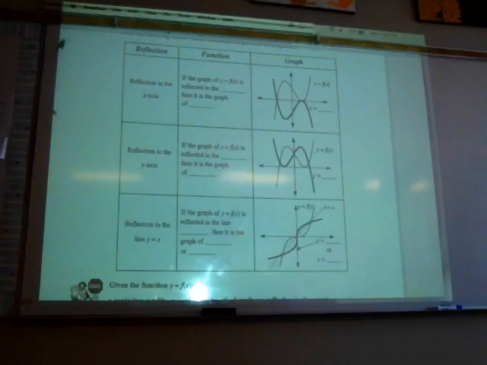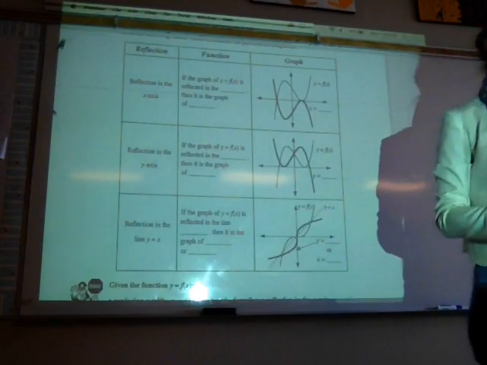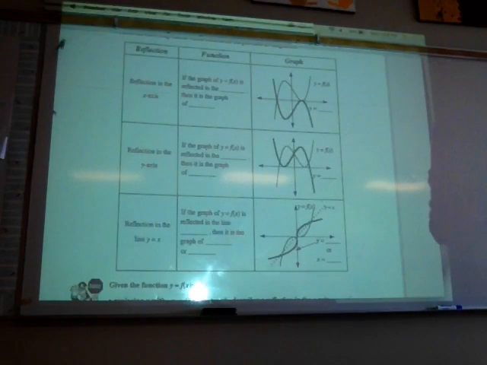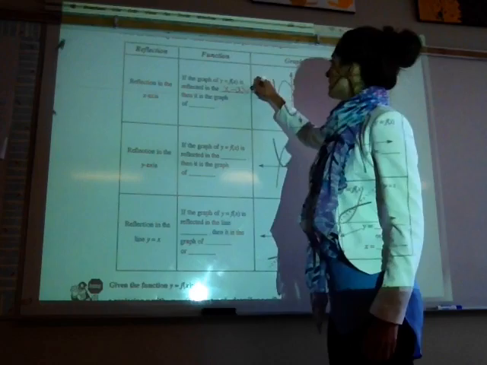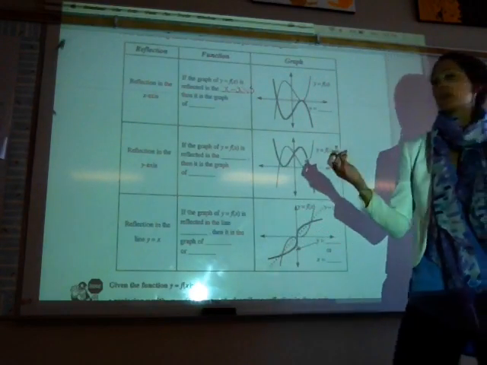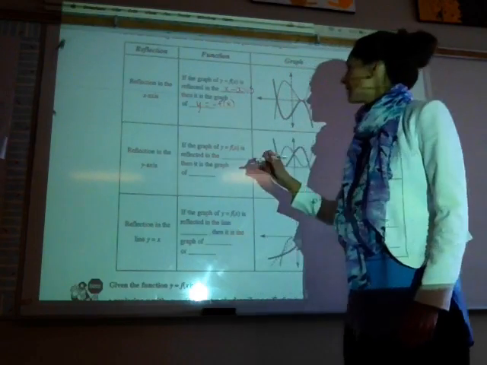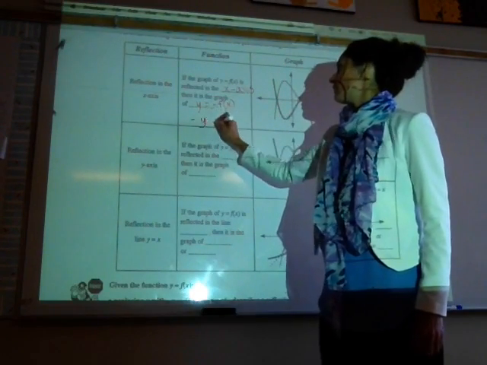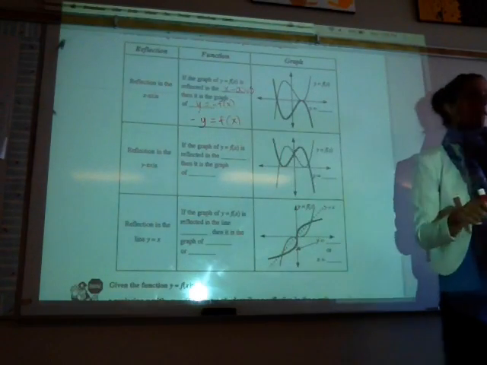So we've learned how to reflect in the x-axis, the y-axis, as well as the mirror line y equals x. Just to review here, if we're reflecting in the x-axis, is that going to impact the y-coordinates or the x-coordinates? The y. They're changing sign, it's reflecting over the x-axis. So it's going to be y equals negative f of x. And if you wanted to rewrite that, you could put negative y equals f of x, just moving the negative from one side to the other.